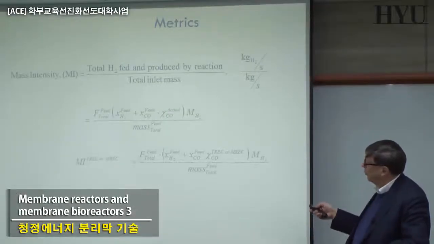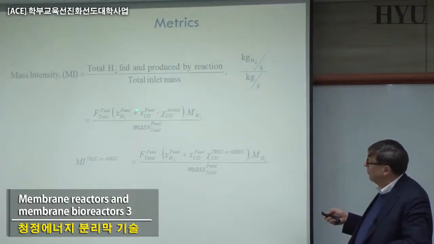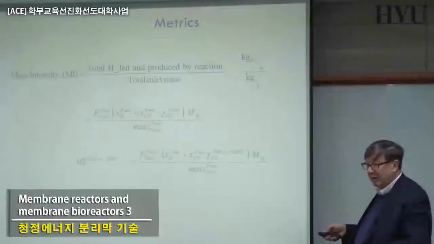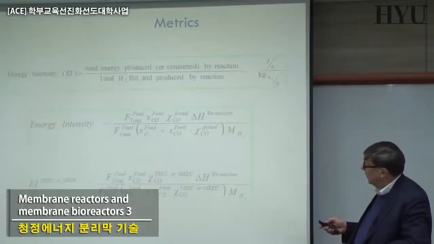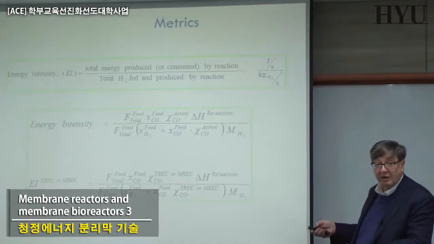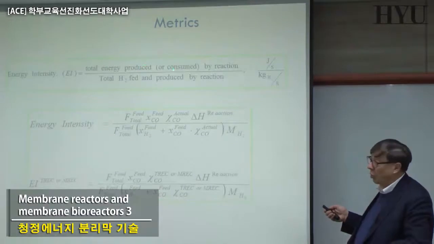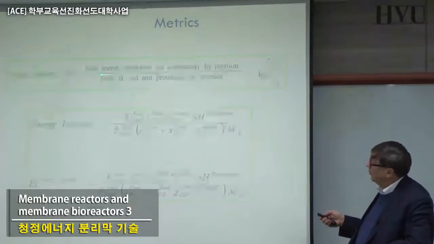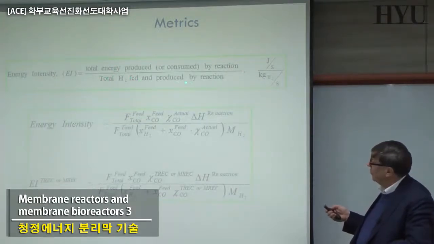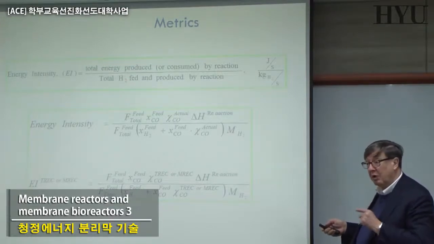And if you just go through, this is the definition where you have to introduce just the different molar fractions of all the components that can be present compared to the total mass that is present. That's what concerns the mass intensity, and something very similar is what we call energy intensity. Energy intensity will be the total energy produced or consumed, because we can also consume energy, by the reaction, compared to the total hydrogen fed and produced by the reaction. So the total energy compared to the total hydrogen that we are supplying.